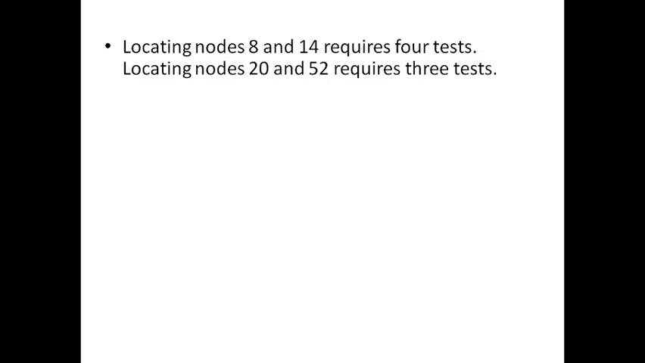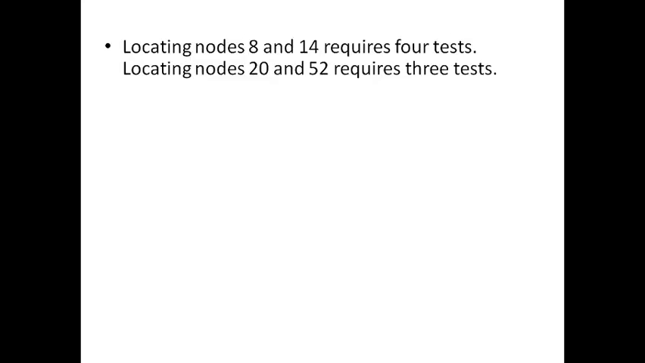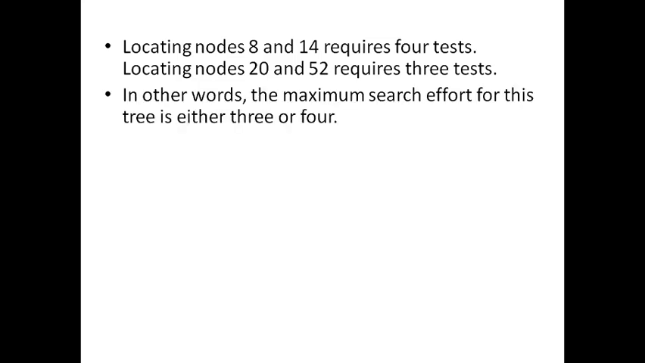So if you want to locate 8 and 14 in the given tree, it takes only 4 comparisons. Similarly, locating 20 and 52 also requires 3 tests. So in other words, the maximum search effort for any AVL tree in this given example is either 3 or 4, which is nothing but O of log n. So this is the time complexity of binary search. If you want to achieve that equivalent in a binary search tree, then make it balanced and construct an AVL tree with the given values, then the search performance will be O of log n.